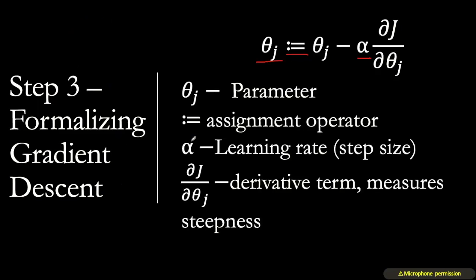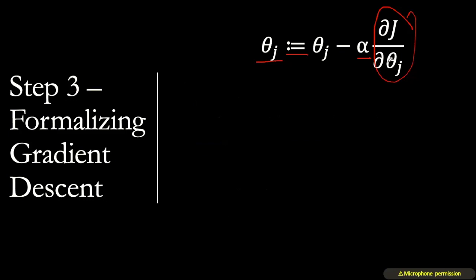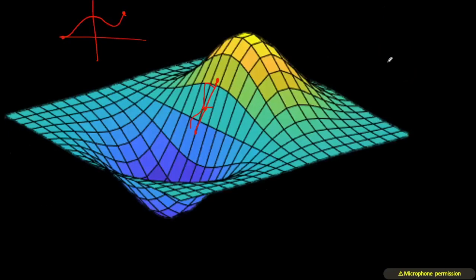And now let's see what this term means over here. This is the derivative term. This del J over del theta j is the derivative term, and it's used to measure the steepness. And as I said before, the steepness corresponds to which direction we move. So if the steepness is positive, then we move to the left, and if the steepness is negative, then we move to the right. And we keep iterating this process until our guess doesn't change.